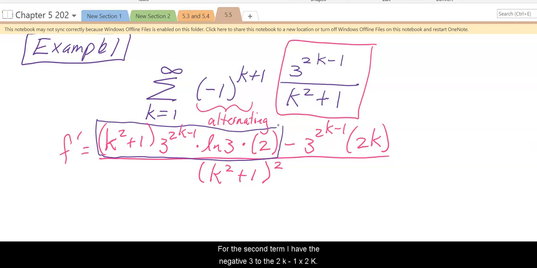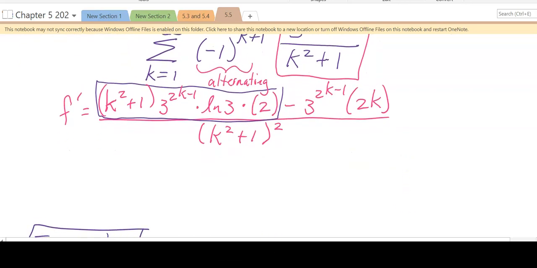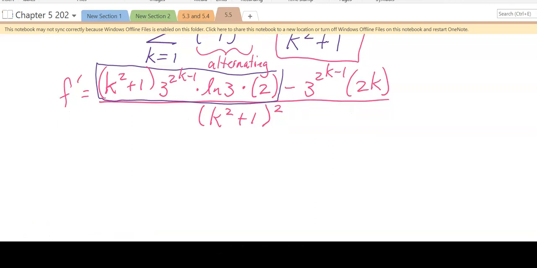For the second term, I have the negative 3 to the 2k minus 1 times 2k. For k equal to 1 or bigger, 2k is definitely going to be positive. 3 to any power is always positive. Now it comes down to what value of k would make the second term larger than the first one. This is something we need algebra for. Let's come down here and see if we can find out what value of k would make the numerator negative. I'm going to ignore the denominator since I'm only looking at the numerator.